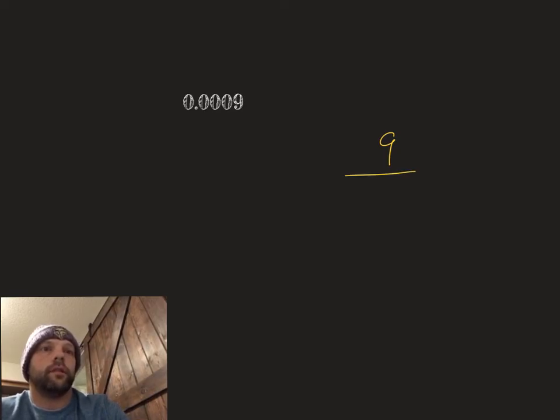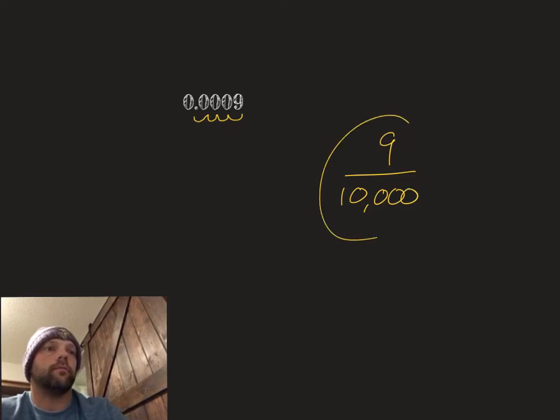All right, taking a look at our last example, again, I'm just going to write the number as my numerator. And then if I start at the decimal, I have 1, 2, 3, 4. So I have a 1, and then I have my 4 zeros, which is 9 over 10,000.